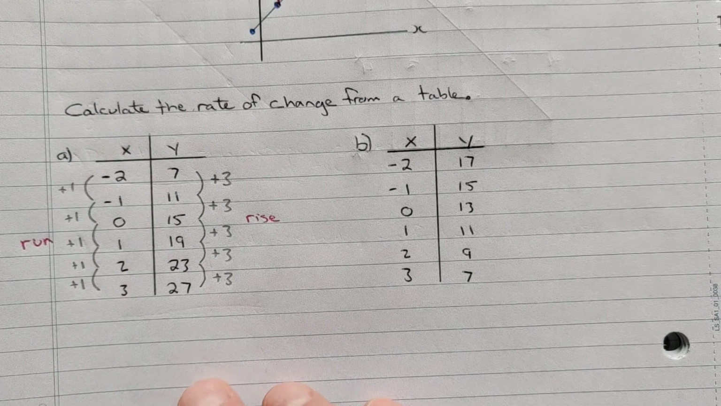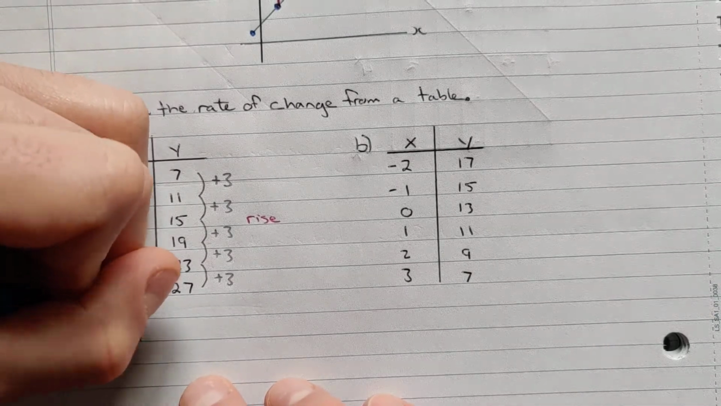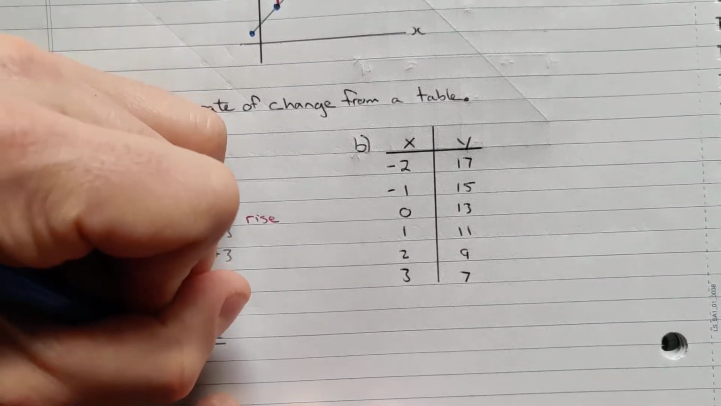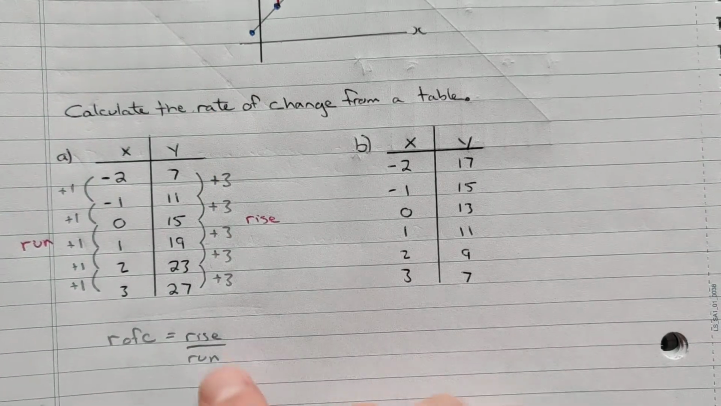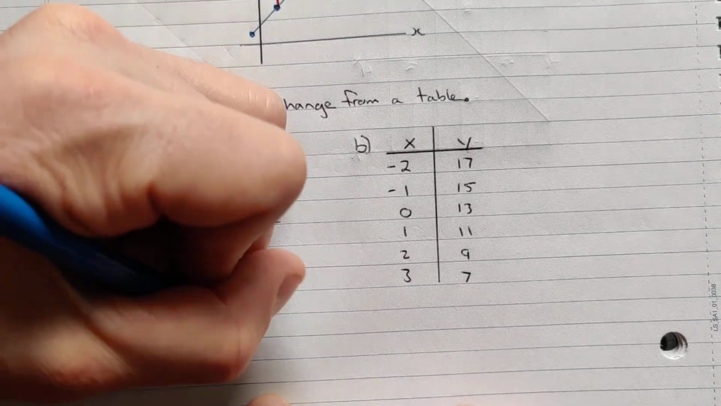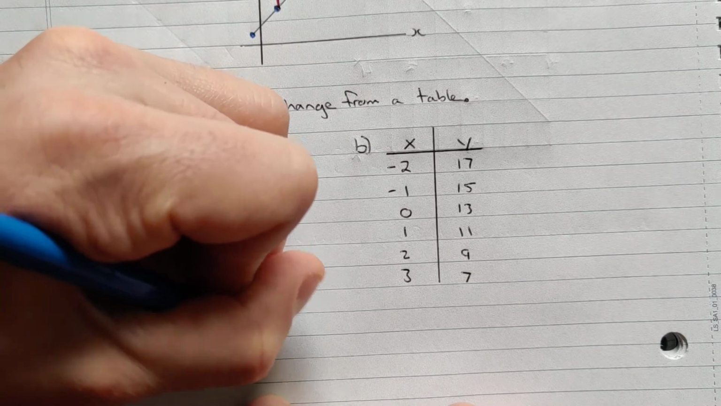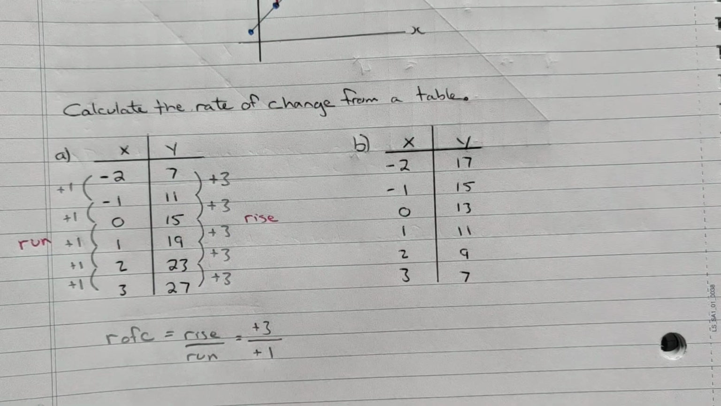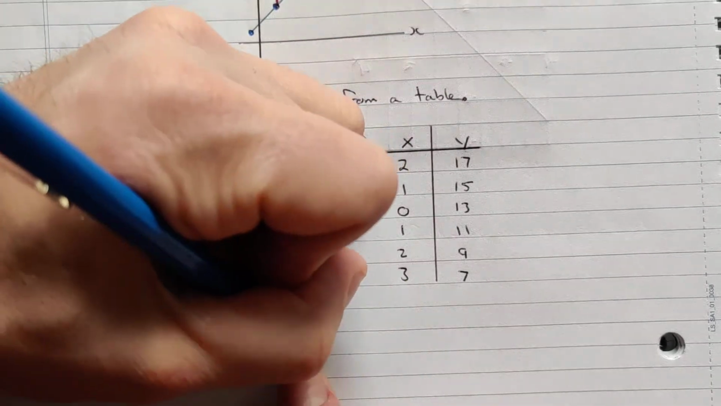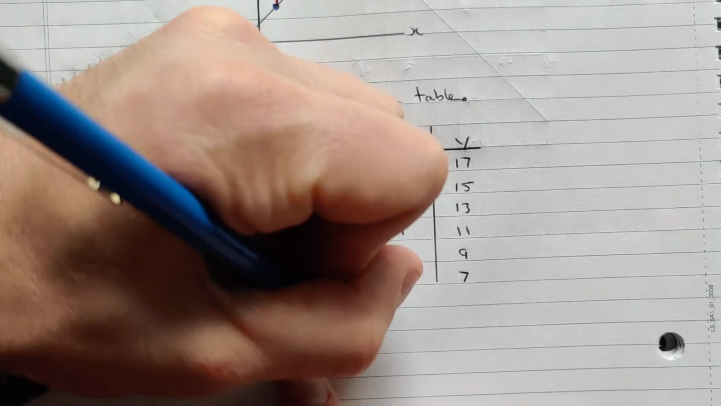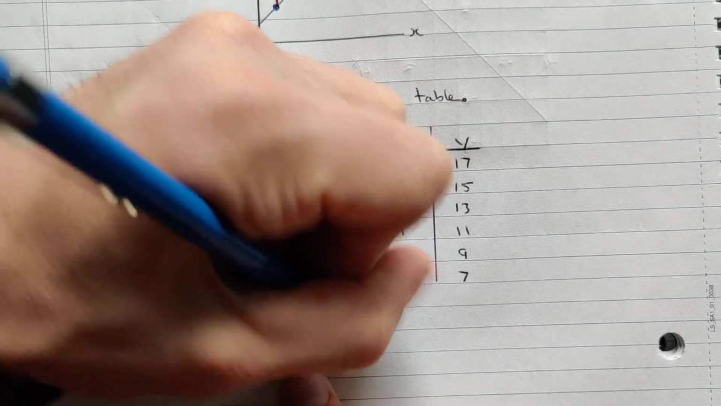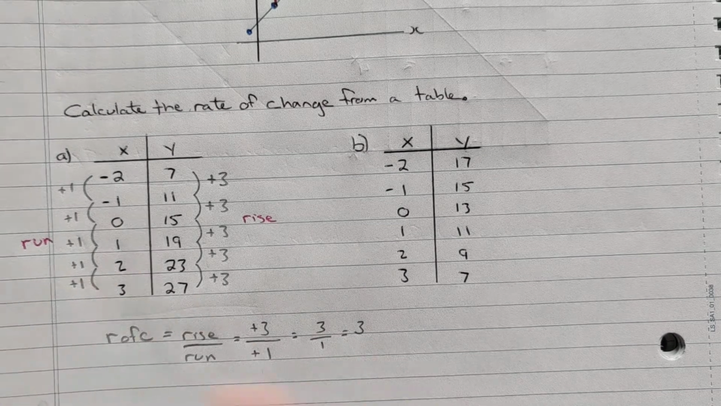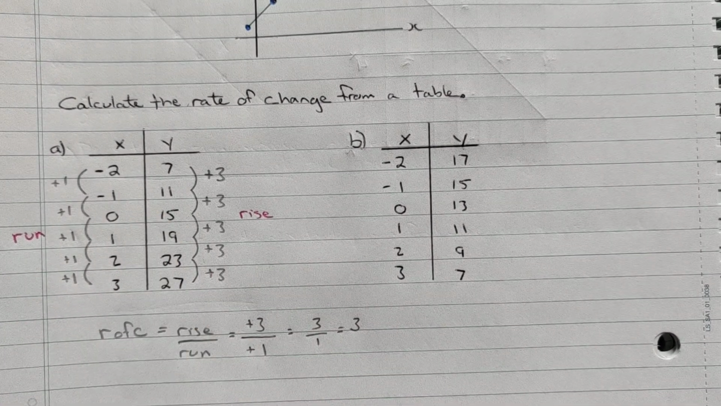So the formula being the rate of change, I'm just going to go R of C equals rise over run. Thus, if our constant rise is 3, +3 over +1. So our rate of change is +3 over 1, or just 3 over 1, or you may even see it written as just 3. Because 3 divided by 1 is 3. So that would be the rate of change of this first table here.